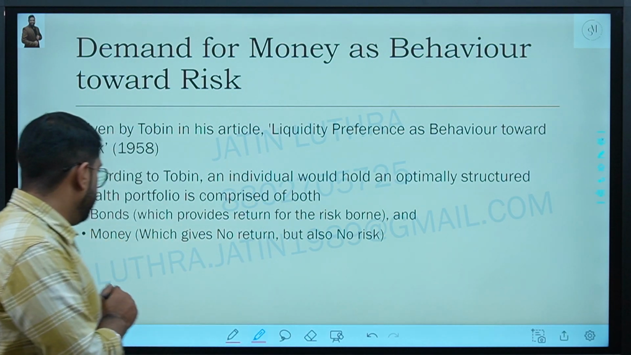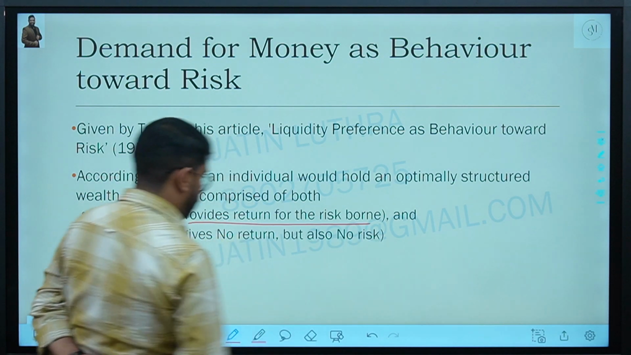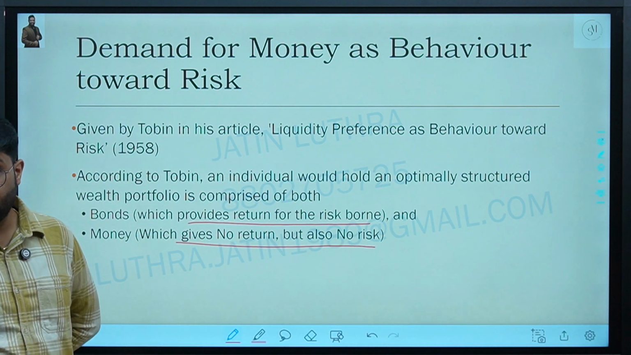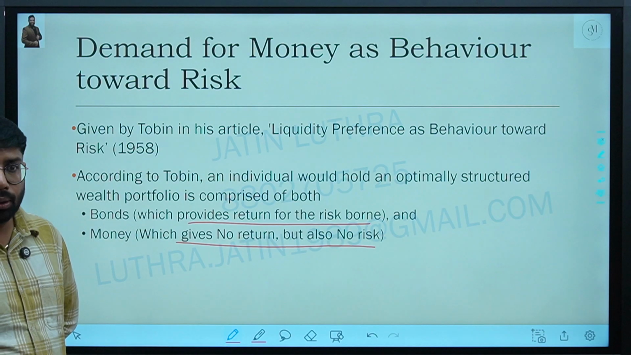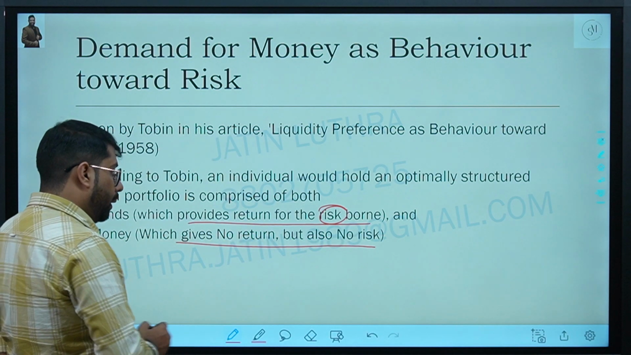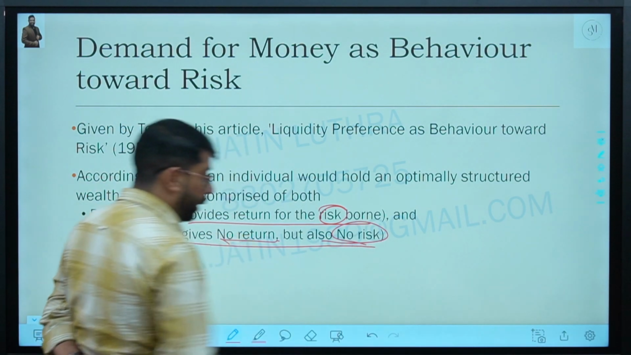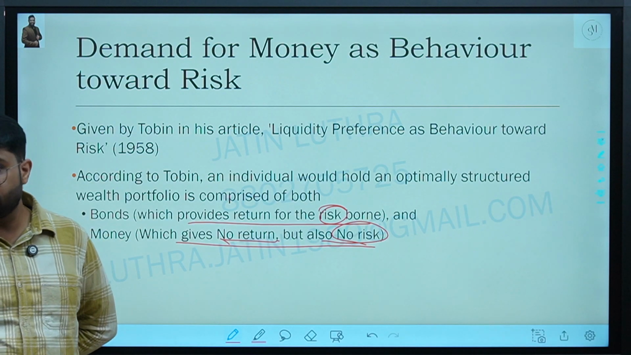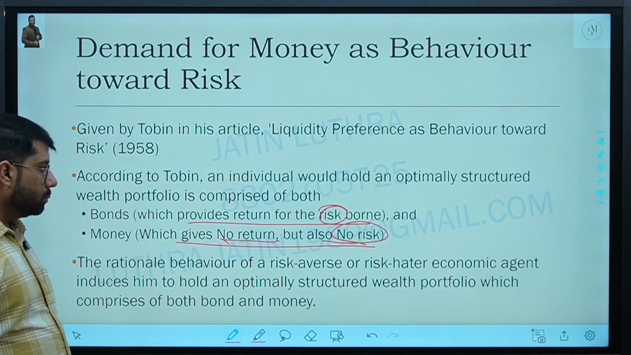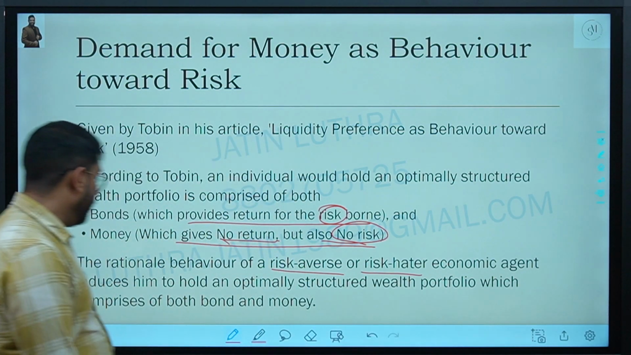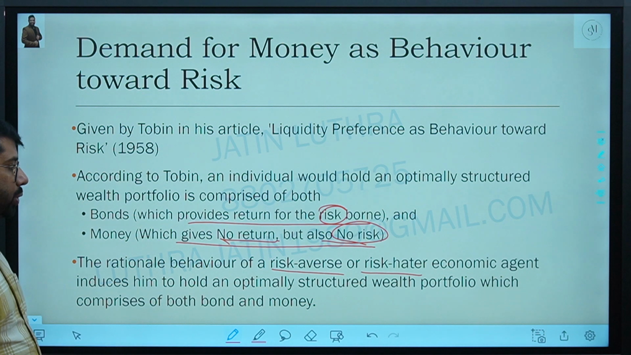It says bonds will provide you return, money will give no return, but there is also no risk. In bonds, in investment, it gives returns, but there is a risk. In money, there is no return, but there is also no risk. So risk of what? Risk of losing the money. It says the rational behavior of a risk-averse or risk-hater economic agent induces him to hold an optimally structured wealth portfolio which comprises of both bond and money.